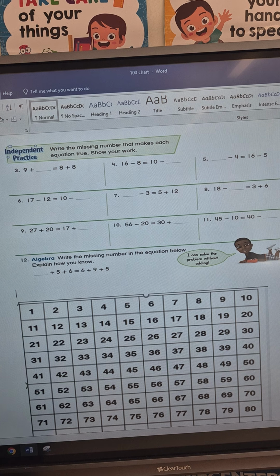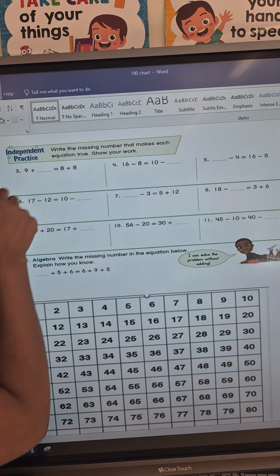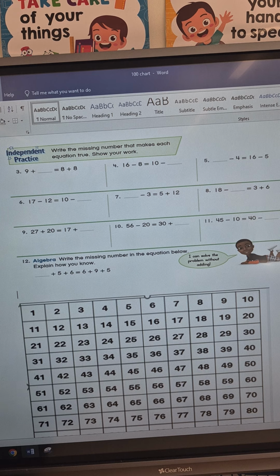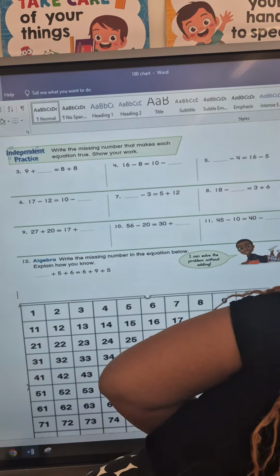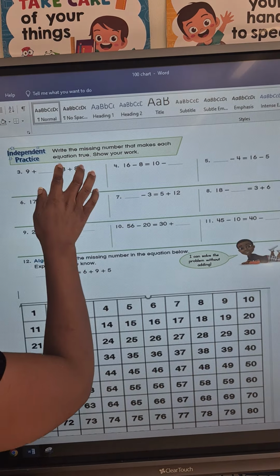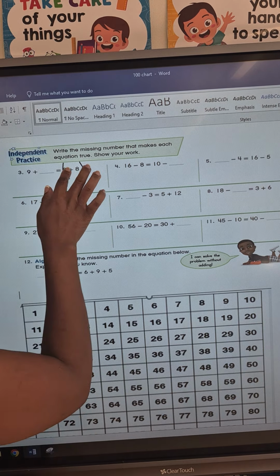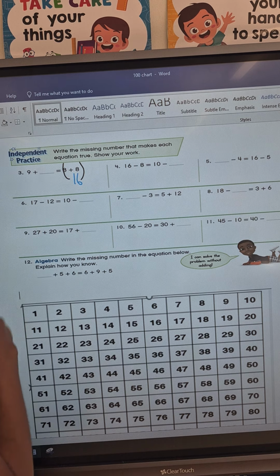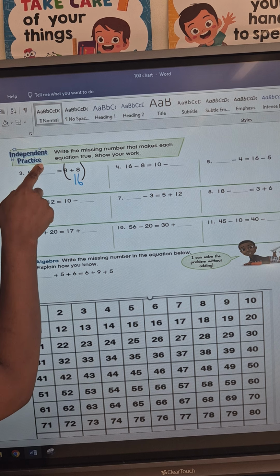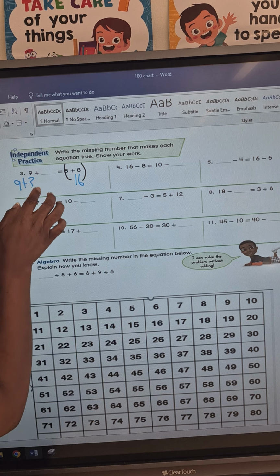The first thing you want to do is to solve 8 plus 8. I am going to put 8 plus 8 in a bracket, so I remember not to forget to add the number. So I have my 8 plus 8 in a bracket. 8 plus 8, 16. Now I'm going to rewrite my equation. 9 plus question mark equals.